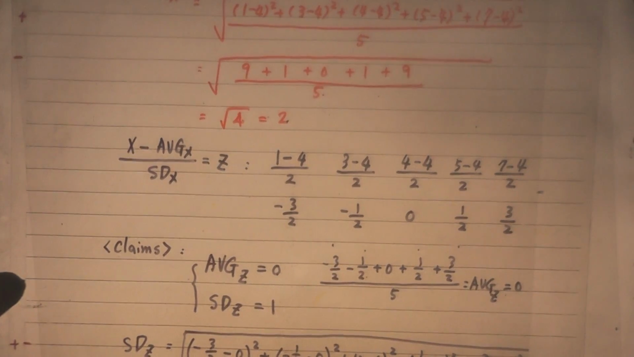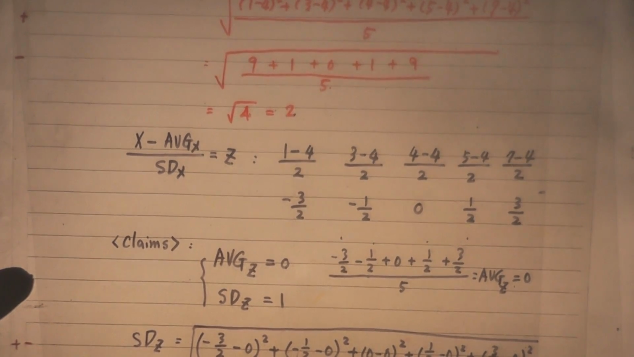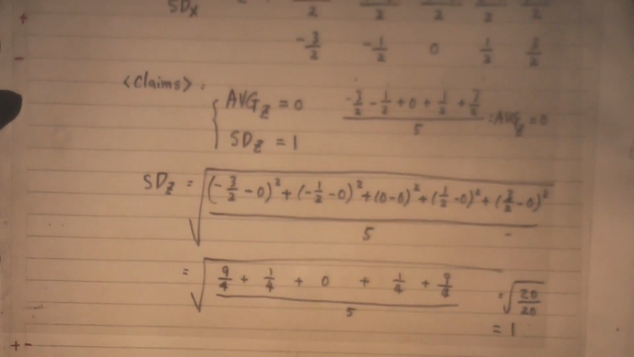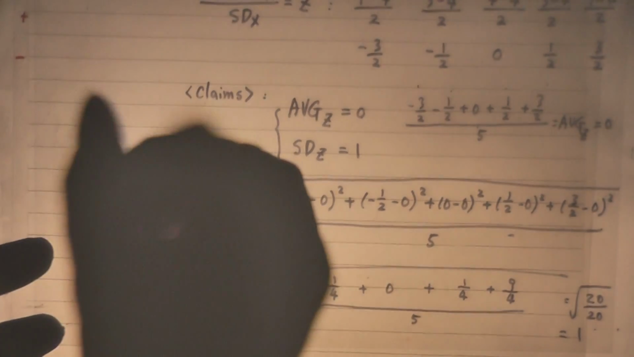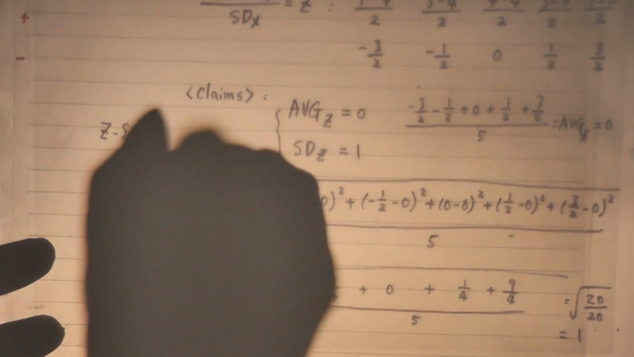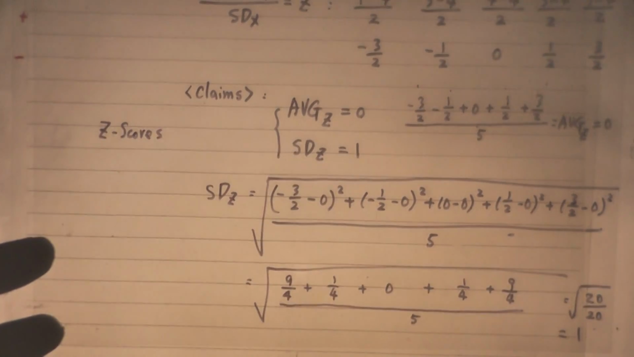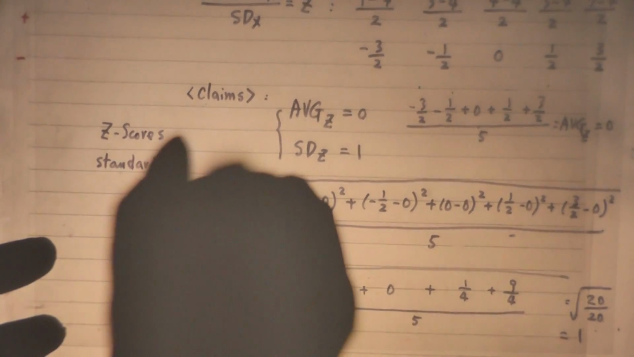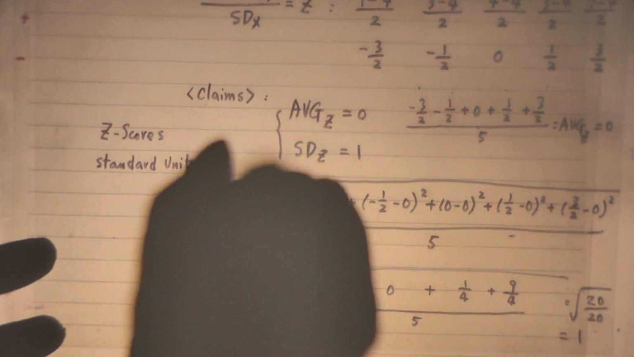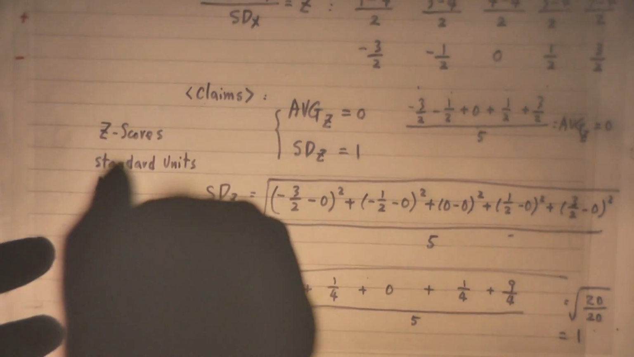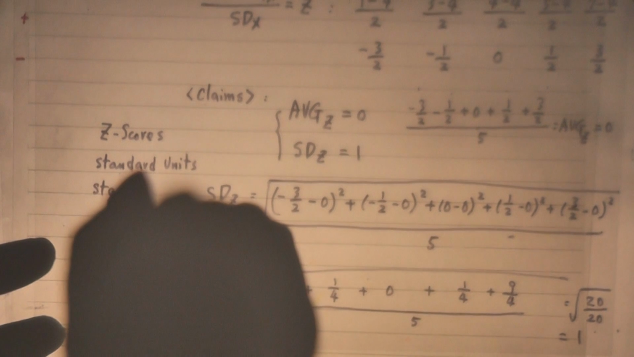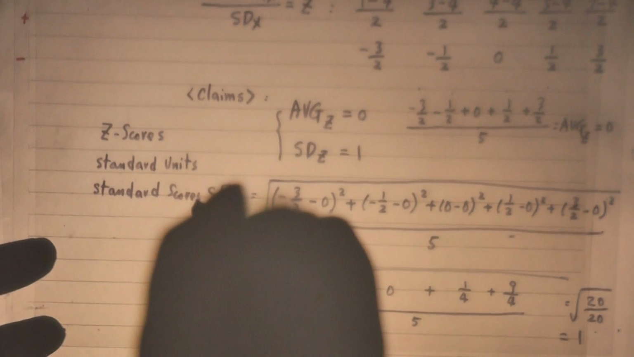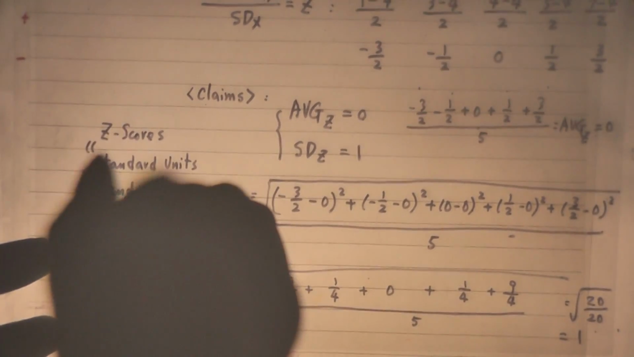Now, furthermore, I would like to make a comment. Depending on the book used, some books don't call it z-score. They call it standard units. Or some books don't call it standard units. They call it standard scores. They all refer to the same thing.